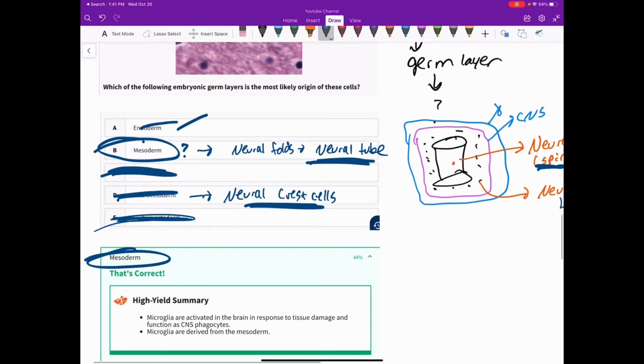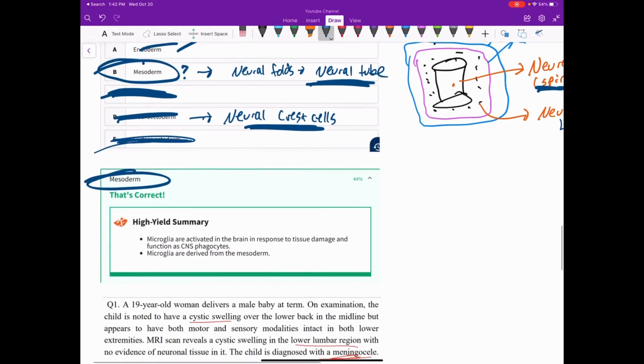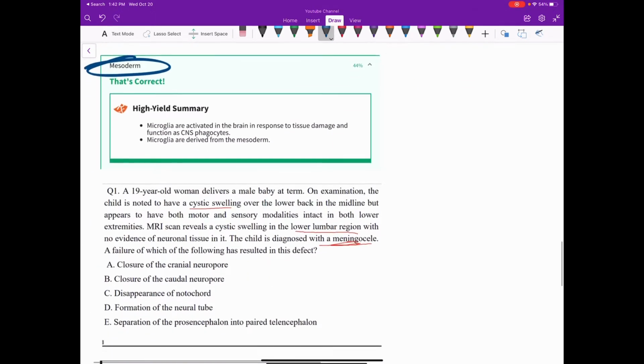Okay, how is this the mesoderm? Well, we just talked about how the whole entire flow happens. So if you don't have this memorized over here, don't worry about it. Just break it down like how we talked about it. I lied. I think we have another question.